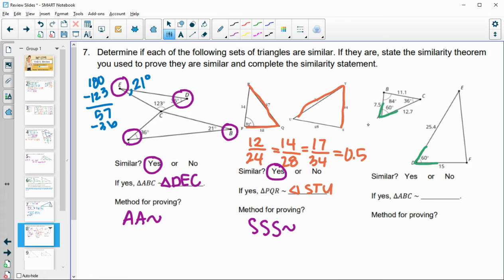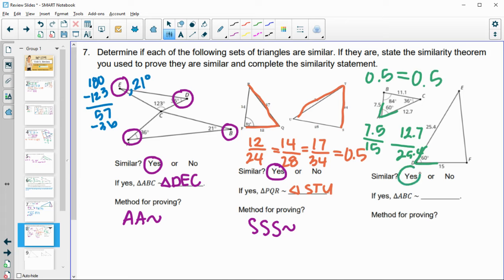So now I'm going to take the 7.5 and the 12.7. And again, I just did smallest and largest. So then over here, I'm going to take the 15 and then the 25.4. So then just divide those. And when you divide those, 7.5 over 15 is going to be 0.5. I'll just write that up here. And then 12.7 divided by 25.4 is also 0.5.